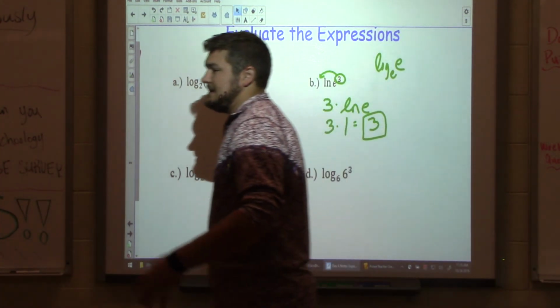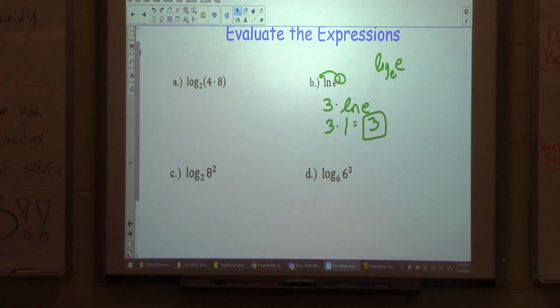So sometimes it might be easier to use some of those rules, but if you have your calculator, you can just put it right in your calculator. All right? Cool? Any questions? Sweet. That's it. We're done.